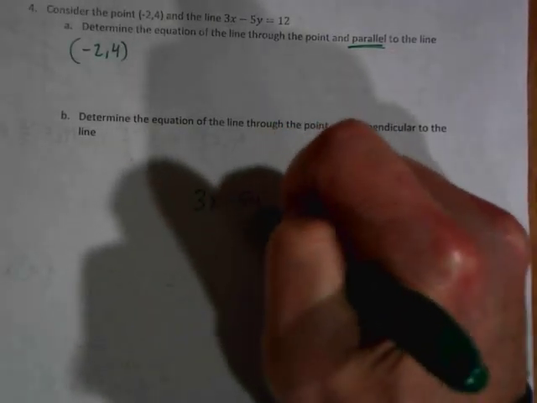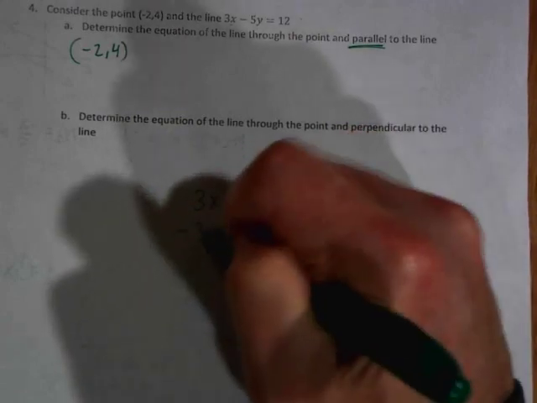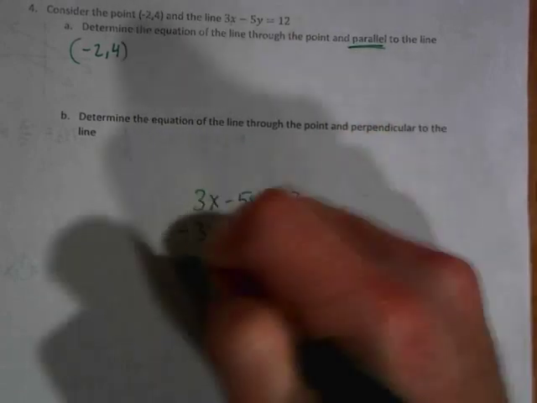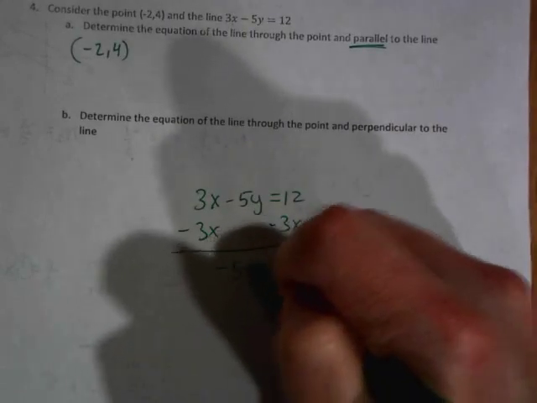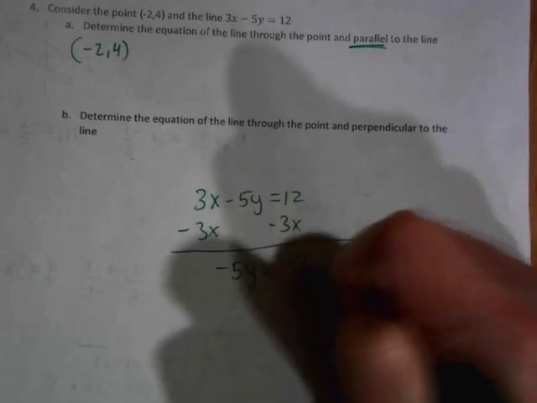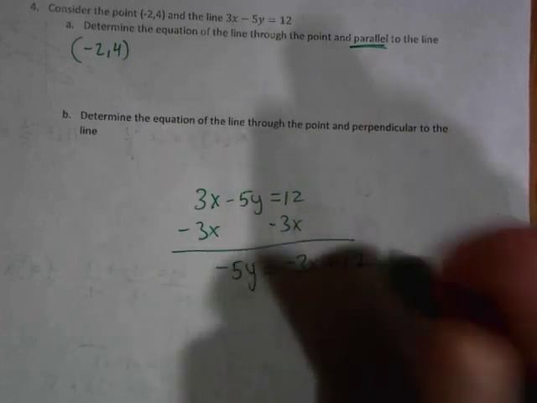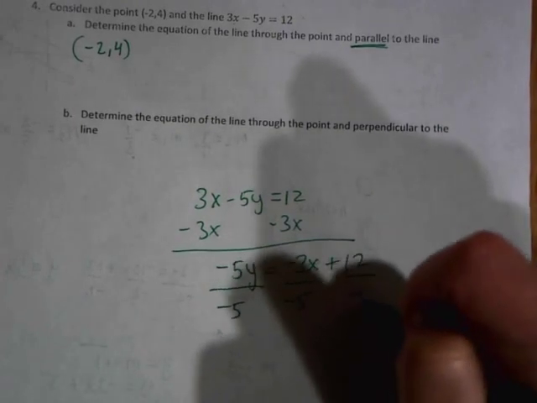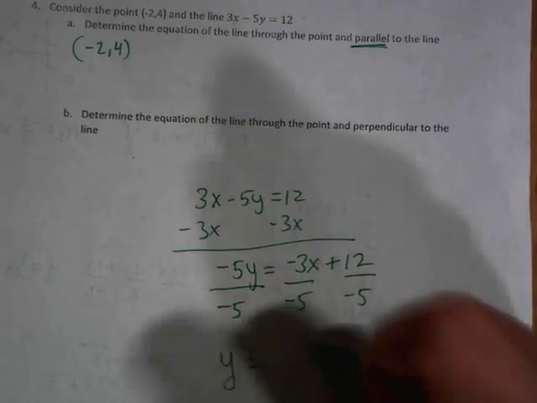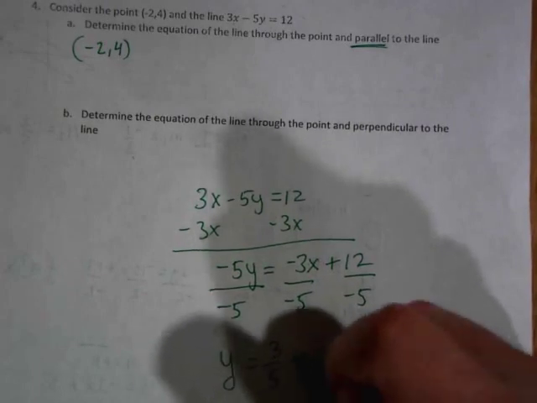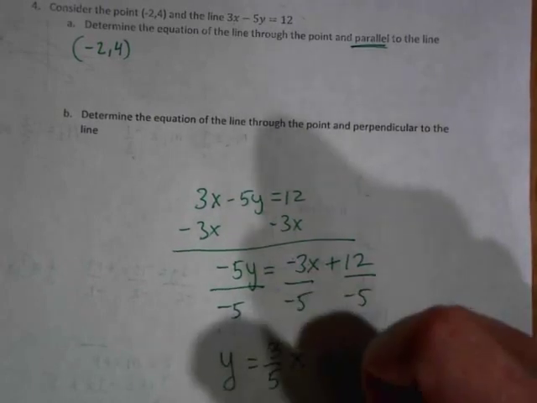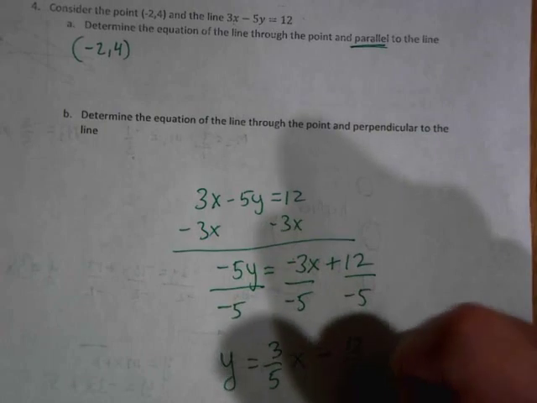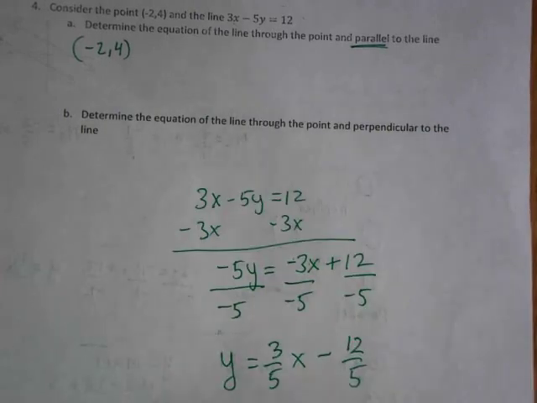3x minus 5y equals 12. I subtract the 3x on both sides. Minus 5y equals minus 3x plus 12. Divide everything by -5. y equals 3/5 x, two negatives make a positive there, minus 12/5. Since I want the parallel line, I know my slope is 3/5.